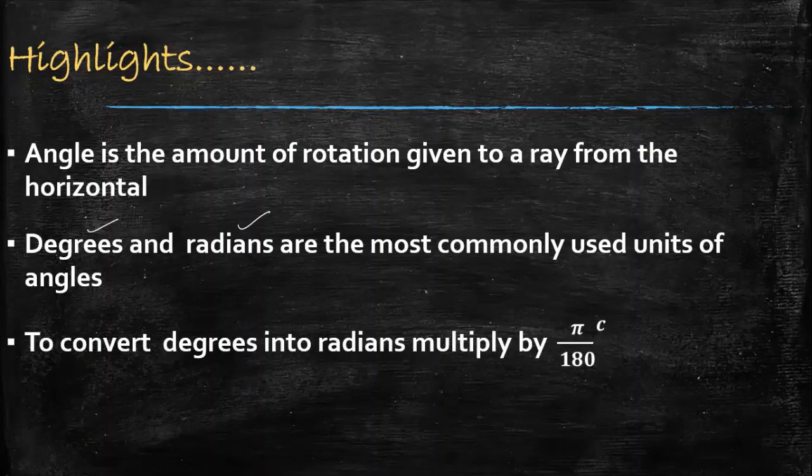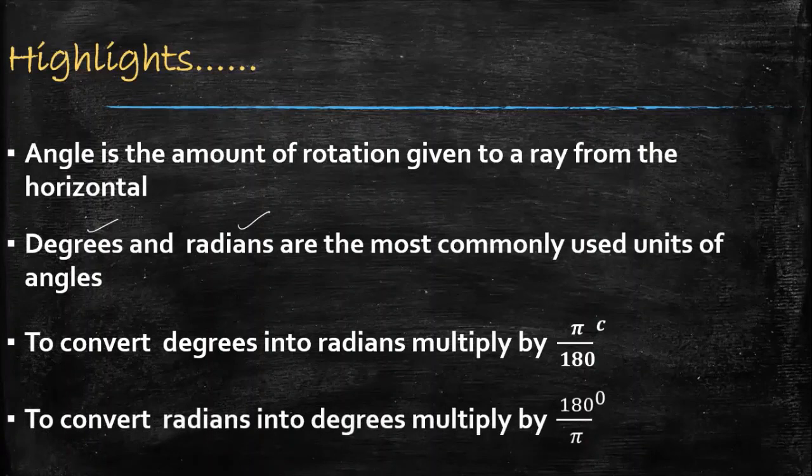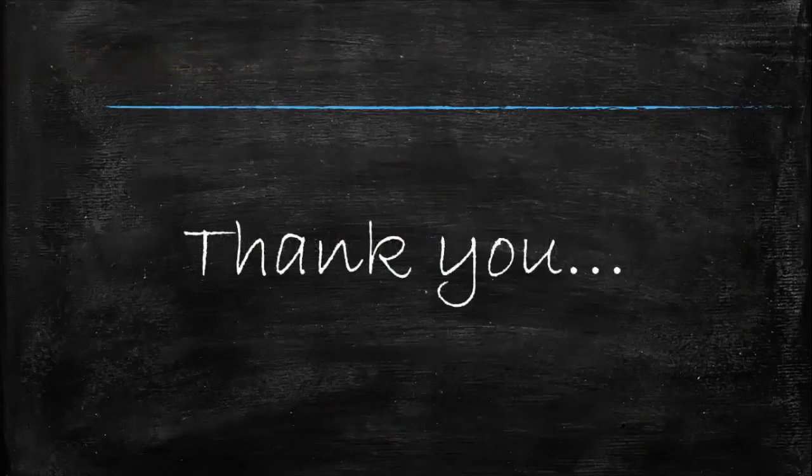To convert degrees into radians, we'll have to multiply by pi by 180. Then to convert radians into degrees, we'll have to multiply the given angle by 180 by pi. So these are the main things we have learned in this session. Hope you have understood the concepts. Keep learning. Have a nice day.